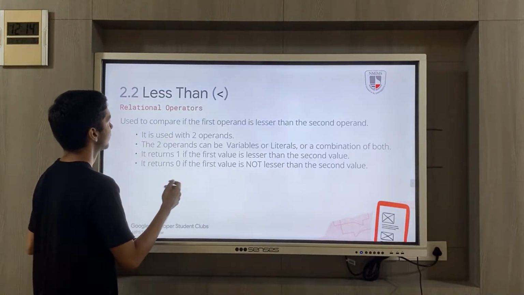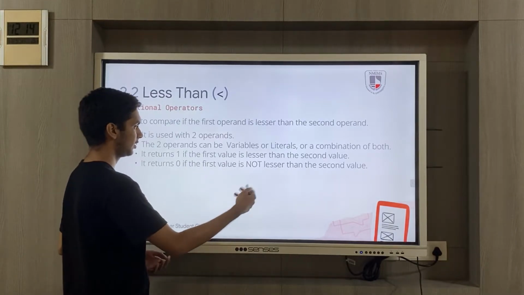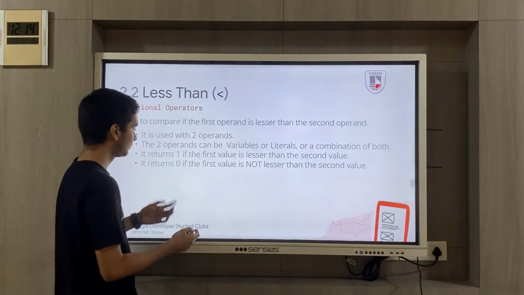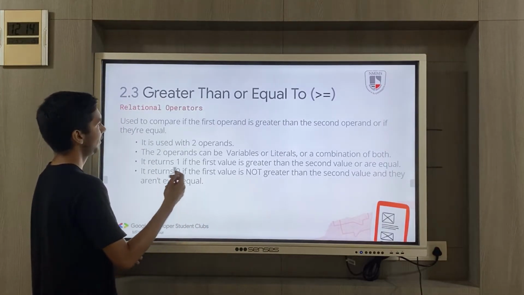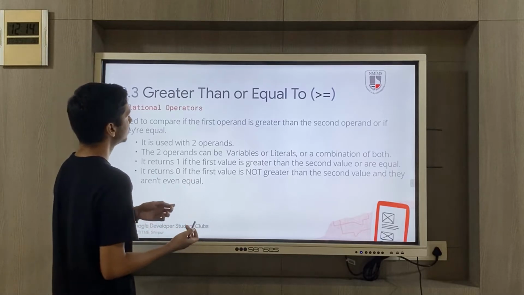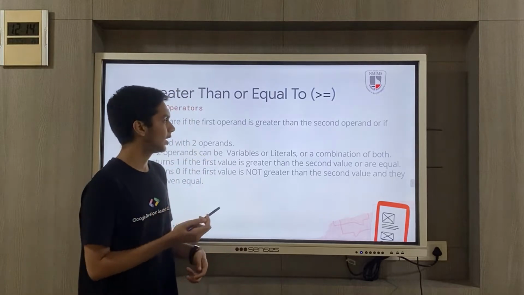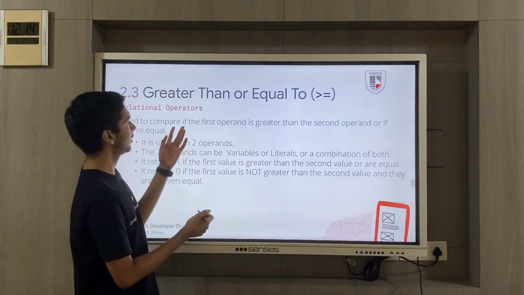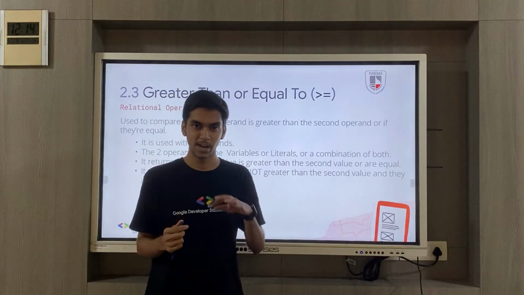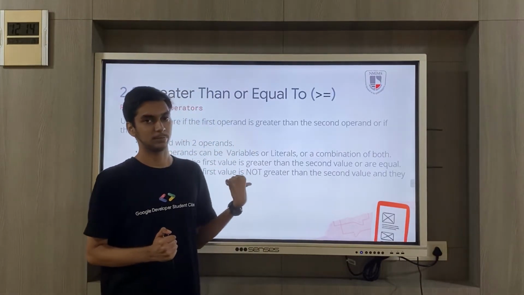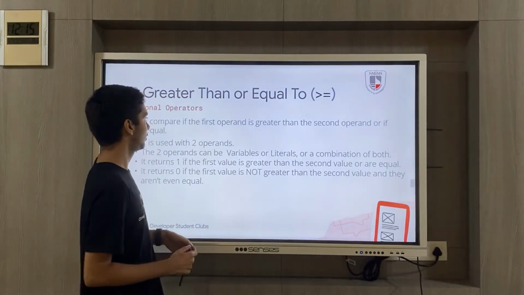After this is less than, so less than will be just like this. If the first value is lesser than the second, then it will return true, so it will return 1, and similarly in the second case it will return 0. Then greater than or equal to. So greater than or equal to is just like greater than. Obviously we use greater than and equal to in maths as well. So in this it will check if the first number is greater than the second or if they are equal. If either of the conditions is satisfied, it will give 1 as output, and we will come across this OR and AND as well in the upcoming operators.